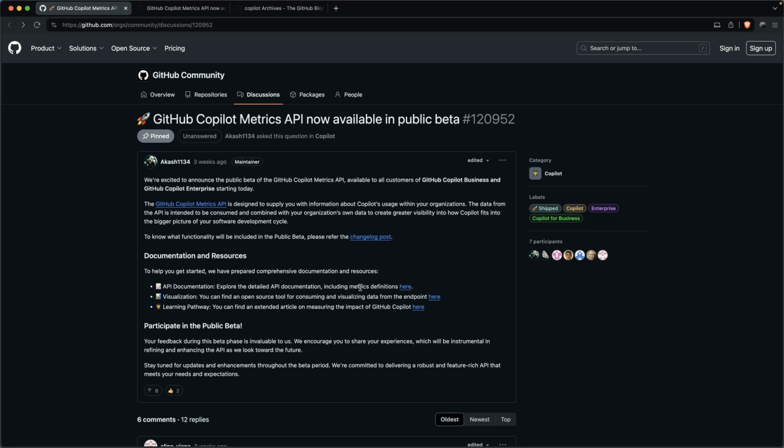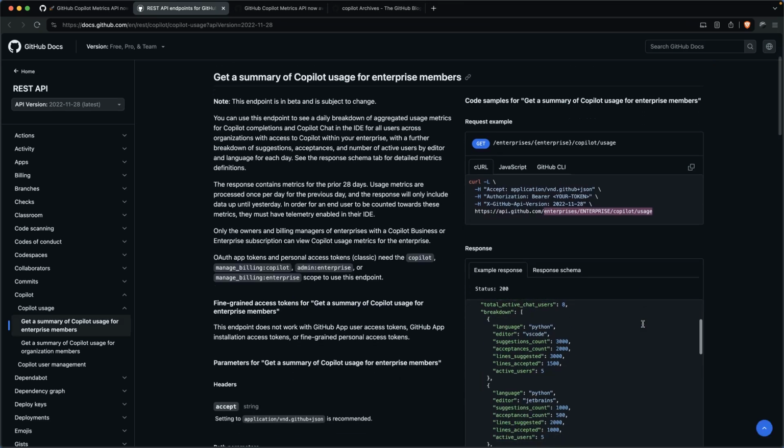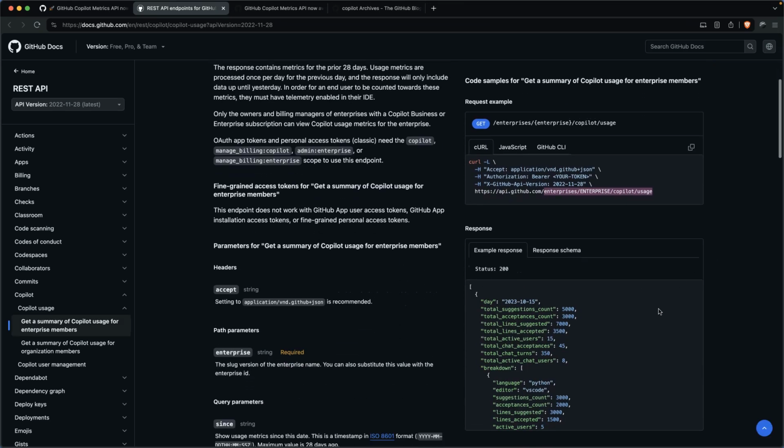If I come down below here to the documentation and resources, perhaps I can figure out a little bit more here. The very first link here is to the documentation for this API. If I open that up here, over on the left, we have an example of the enterprise's Copilot usage report or usage endpoint. And then here's an example response you might get back. Go through the information here. We have the day, the total suggestions count, the total acceptances count.